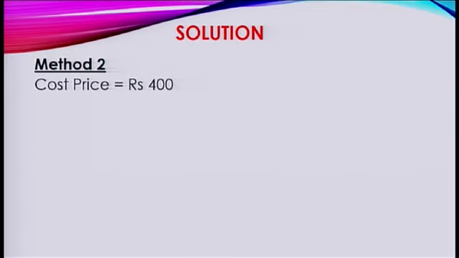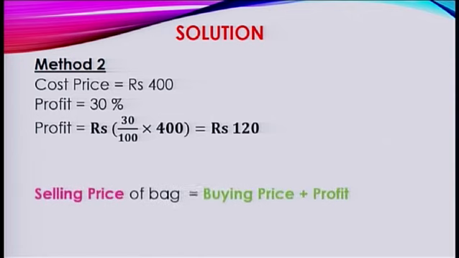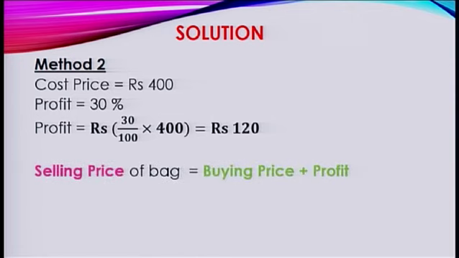Let's move to method 2. We know that the cost price is 400 rupees. We have a profit of 30%. So to calculate the value of the profit, it will be 30 over 100 times 400. That is 120 rupees. Now, the selling price of the bag will be the buying price plus the profit. That is 400 rupees plus 120 rupees, which is 520 rupees.